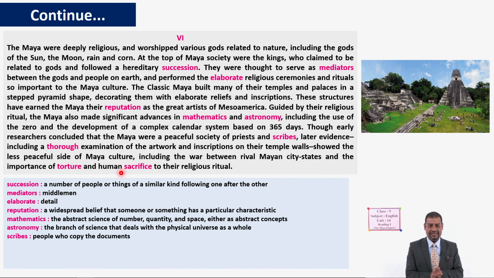Okay. Dear students, we have another word after scribes. And can you tell me the word? Yes, you are right. The word is thorough. So thorough means detail. Okay. And again, we have some more words. After thorough, we have another word. So what is it? Oh yes, this is torture.